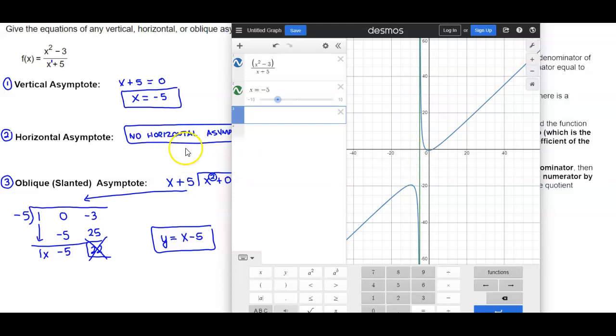We do not have a horizontal asymptote, but we have an oblique one. So now let's take a look at the oblique asymptote and put in that equation, which is x minus 5. You can see that that is a slanted asymptote. Therefore, that gives us a visual representation of the vertical and the slanted asymptote.